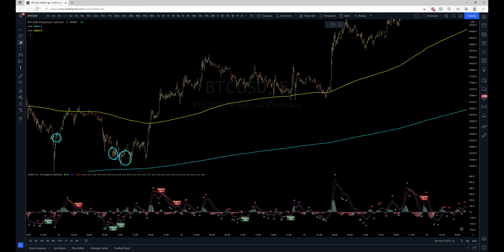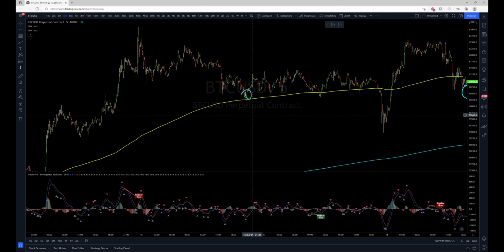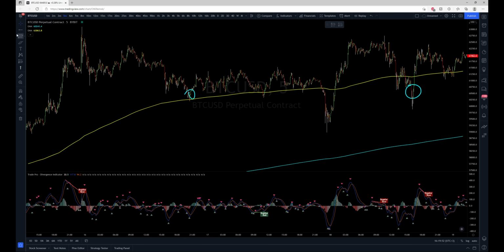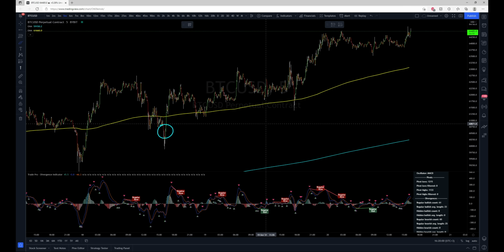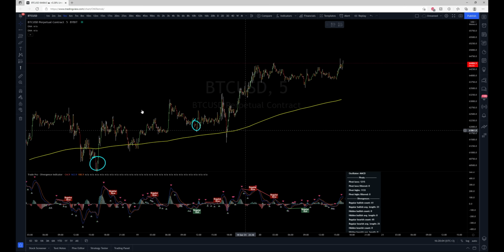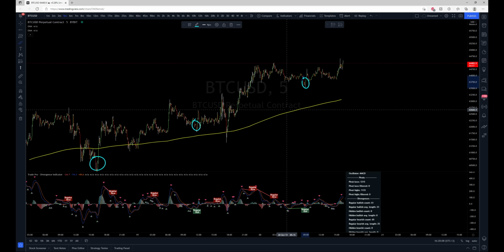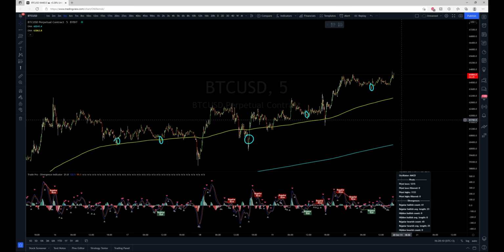So just a couple more of these signals here. We get one right here. We get another one right here. And we get, let's see, one right here. So the basic strategy is utilizing these regular divergences, and you can do a lot with this additionally to improve your results. So as I was saying, getting that stop loss to break even at an appropriate time.